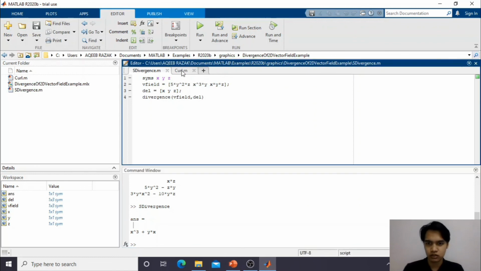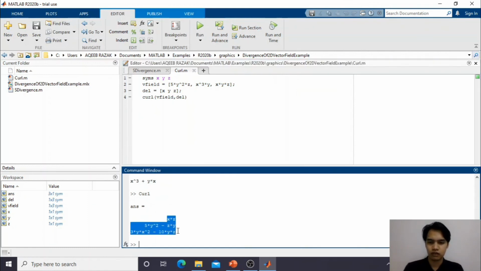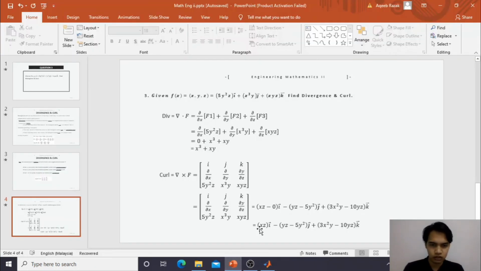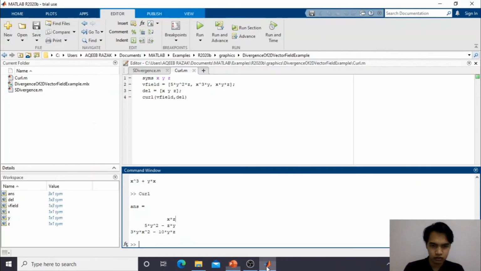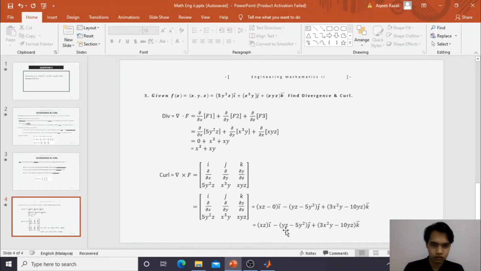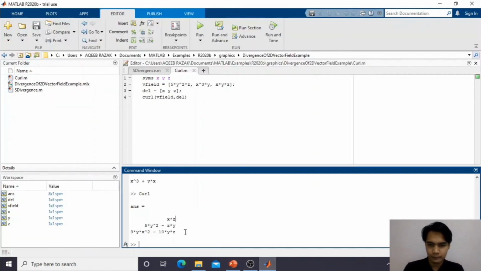Then for curl, the code is quite similar but the difference is here. This is the i component, for the j component and this for the k component, and we click run and we get this, the i component, j component and k component. Okay, let's compare. xz for i, 5y to the power of 2 minus xy, okay, 3y x to the power of 2 minus 10yz.